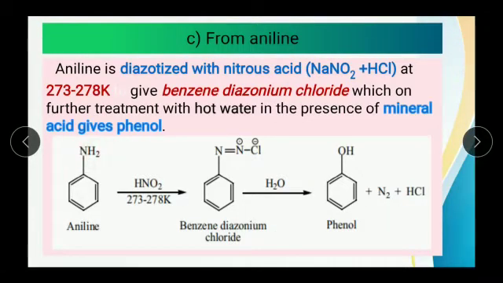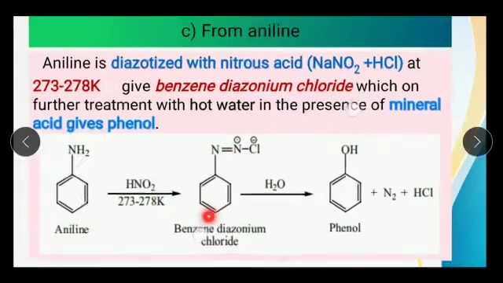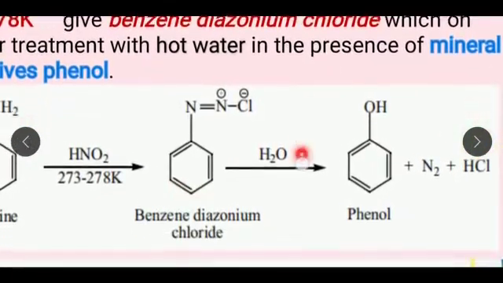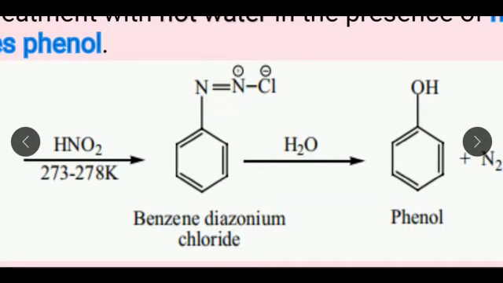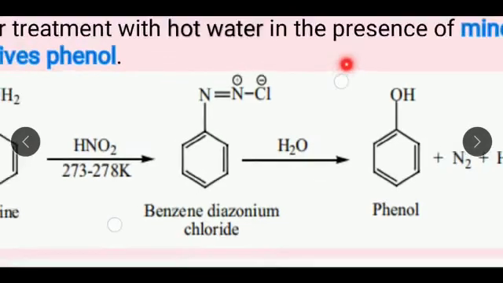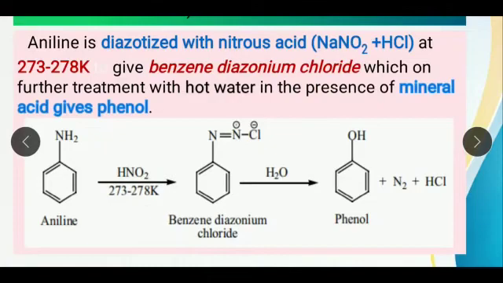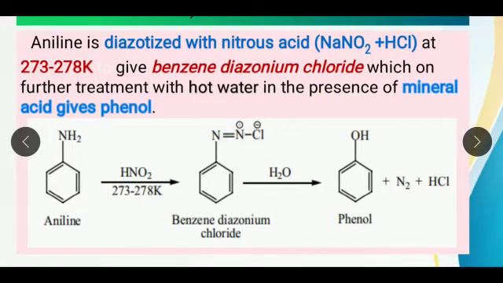Here, what is aniline? C6H5NH2 reacts with HNO2 in the temperature range 273 to 278 Kelvin. We are getting benzene diazonium chloride, C6H5 N double bond N plus Cl minus. This is benzene diazonium chloride. While writing benzene diazonium chloride, we must write it in the ionic form, N double bond N plus Cl minus, because it is highly reactive. Immediately it undergoes further reaction.